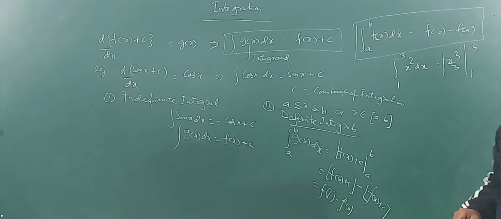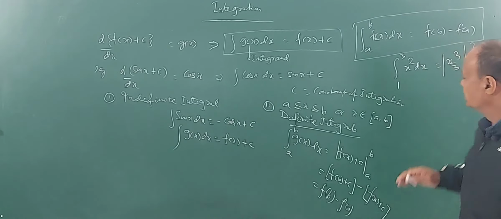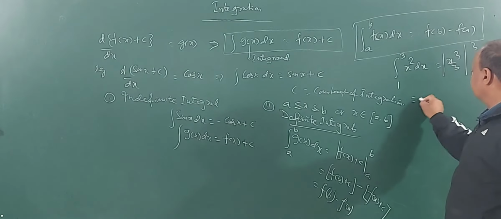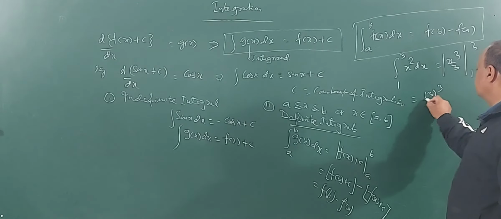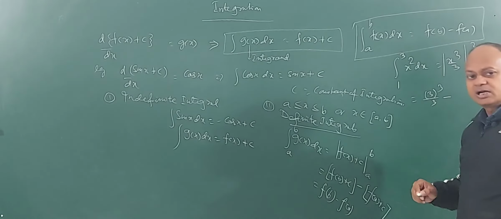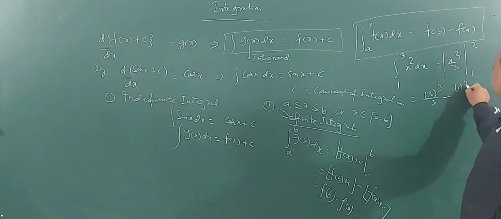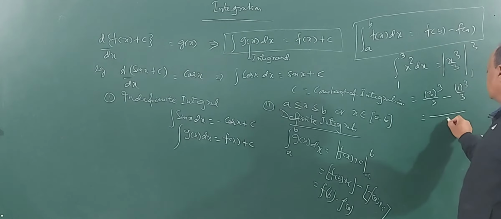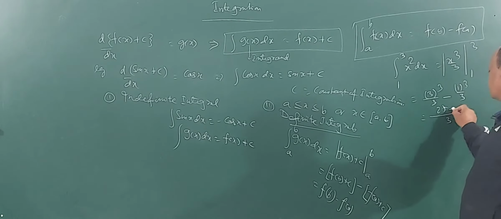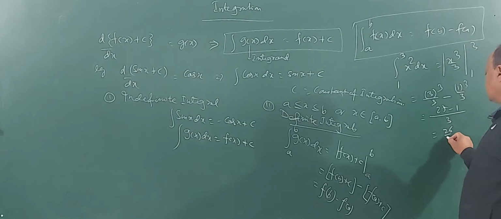And then what do we do, children? We first set up the upper value. So I'll be putting x is equal to 3. So it will be 3 cube by 3 minus, I'll be putting the lower value, that is 1 cube by 3. So LCM is 3. 3 cube is 27 minus 1, that is 26 by 3.